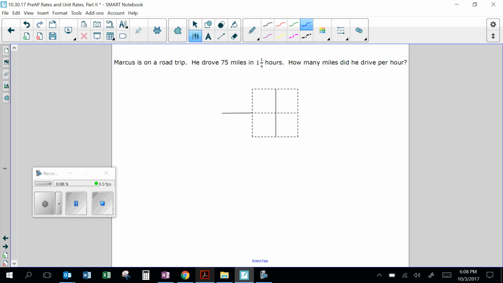Marcus is on a road trip. He drove 75 miles in 1 1/4 hours. How many miles did he drive per hour? So it's asking us about miles an hour. He drove 75 miles in... Do you know another way to say 1 1/4 in decimal form?